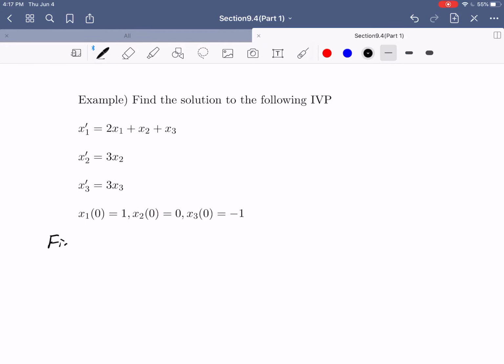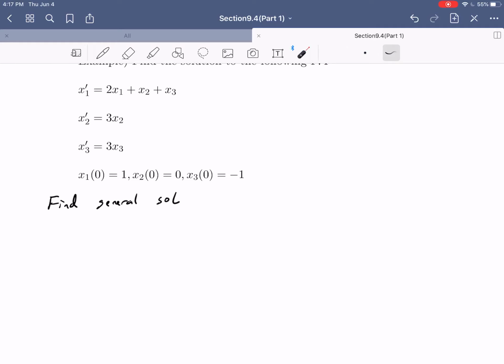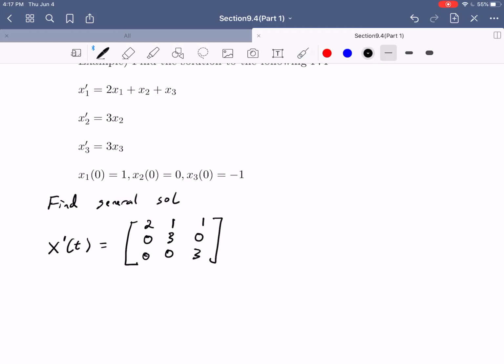So we want to find the general solution. All right, so let's go ahead and convert this into a matrix, into a vector equation. So x prime of t. Here we would get 2, 1, 1, then 0, 3, 0, and then 0, 0, 3, since for these equations there's a lot of ones that don't have a 0 constant there. And then that would be, of course, times x of t.